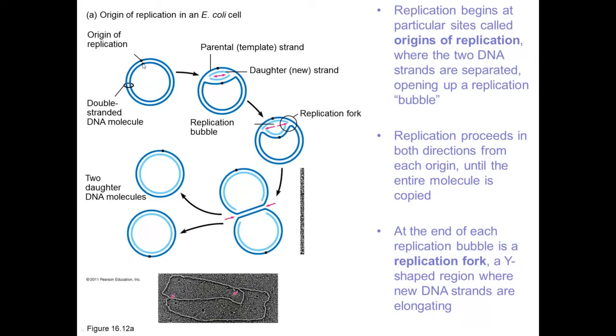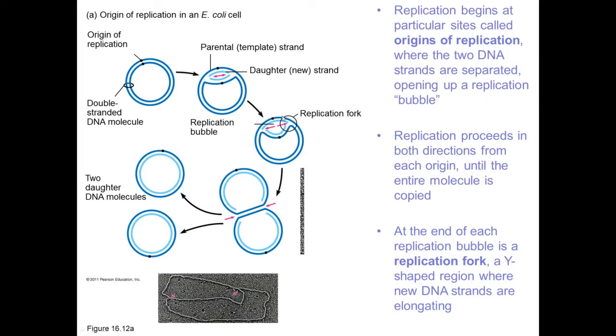So there had to be a region in the circular piece of DNA where it made sense for this to start. Typically, it's a region that's really high in A's and T's because there's less hydrogen bonds and it's very easy to separate the two strands at that location. All right, so this is called the origin of replication. And what happens is the two strands separate just locally in that region, and replication proceeds in both directions from that origin on both strands.